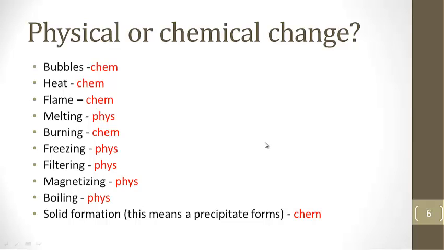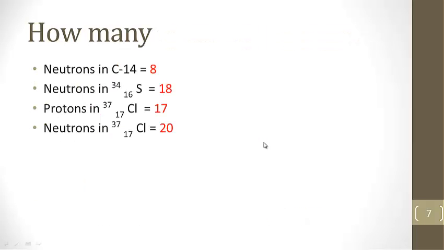You can read through this list and review it as you need to. When we look at isotope notation or isotope symbols, I'm sorry I couldn't get these numbers lined up directly one over the other, so you need to try to envision that a little bit. Carbon-14 would have 8 neutrons. Sulfur-34, this would be sulfur-34. Sulfur in this configuration would have 18 neutrons.